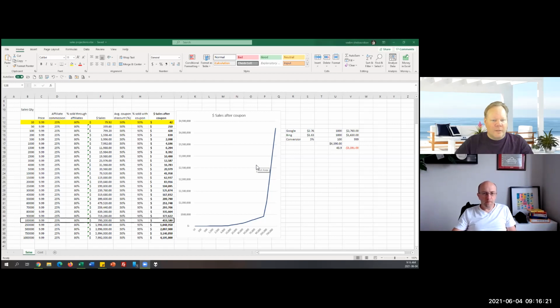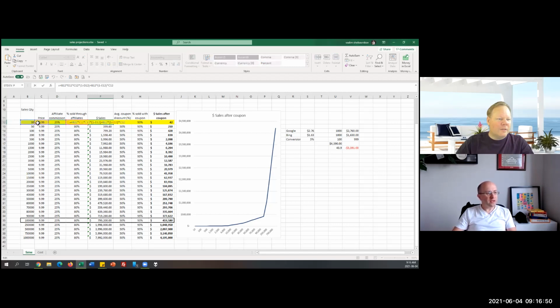See my Excel? Yes. So let's talk through the logic, and you tell me if it makes sense. You gotta love the hockey stick, right? How many units do you sell? 10 units. What is your price? What is the affiliate commission? 25%. What percentage do you sell through affiliates? 80%. In other words, your sales of those 10 units translate into 79.92. And how is that derived? It's 9.99. I'm actually asking you to check the logic on this one.